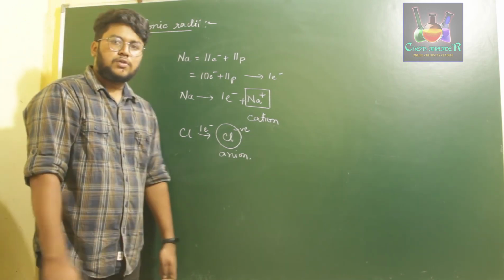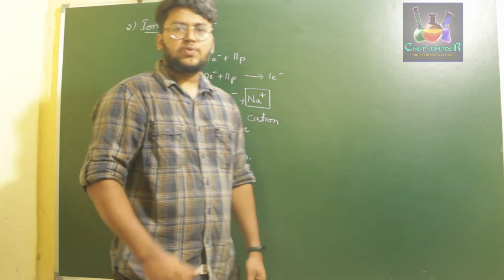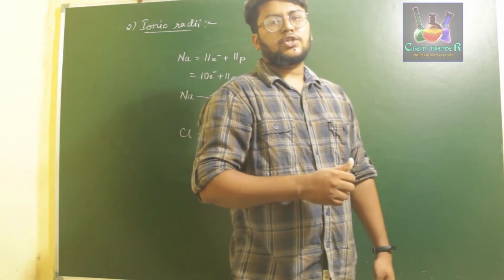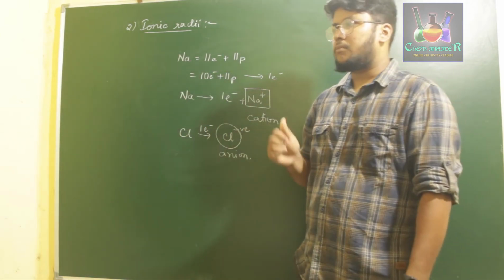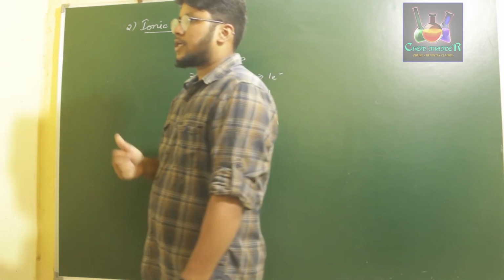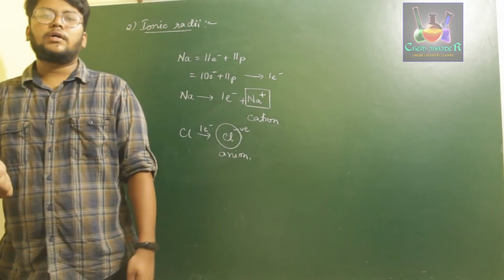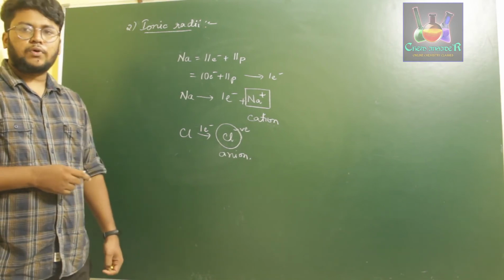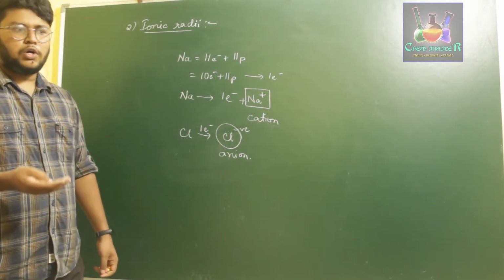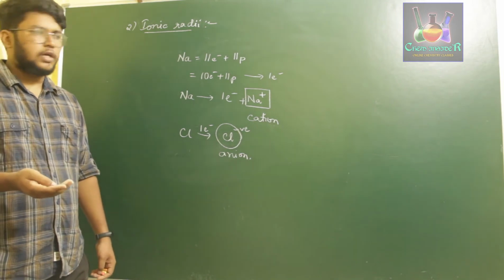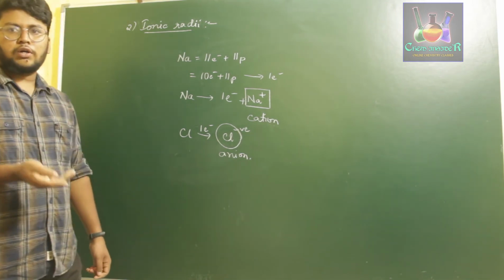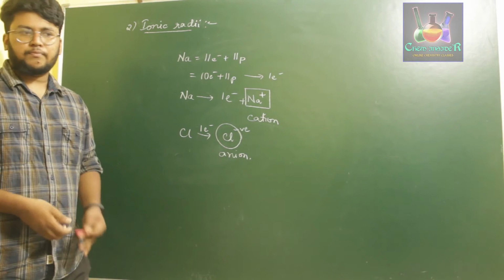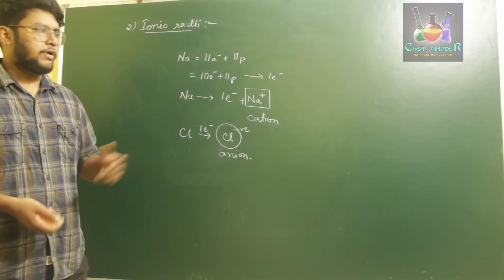So cations and anions are the species which are obtained by ionization of an atom. If an atom loses an electron, it becomes a cation. If an atom gains an electron, then it forms an anion. It may be 1 electron, it may be 2, it may be 3. The number of electrons lost or gained is independent. It may vary from 1 to 4, 1 to 5, etc.